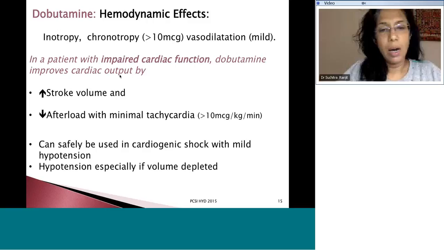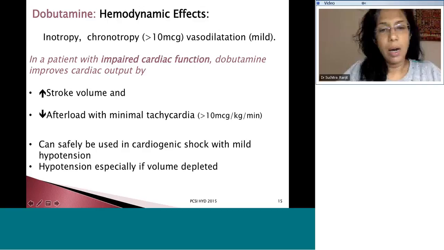So it can be safely used in cardiogenic shock, even if the hypotension is mild. How come? Most people fear that if you use it with mild hypotension, the decreased afterload will cause a worse fall in blood pressure. But because it increases stroke volume, in many cases the mild fall in afterload is not such a big deal. But if the patient is volume depleted, if he's hypovolemic, then the decrease in afterload can result in hypotension.